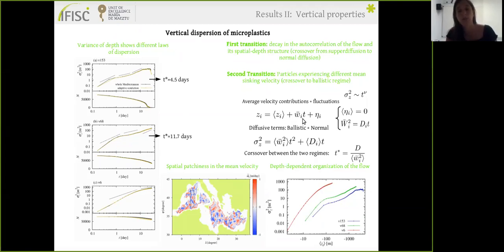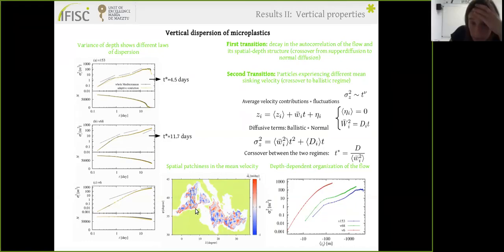One corresponding to a normal diffusion and another one corresponding to ballistic diffusion. So W bar is, for each particle i, the average of the vertical velocity along all its trajectory. So it's an average of the vertical velocity along the trajectories. And this W bar is also shown here in the Mediterranean basin. So we can look at the spatial variability in the Mediterranean, and its patchiness is clear.